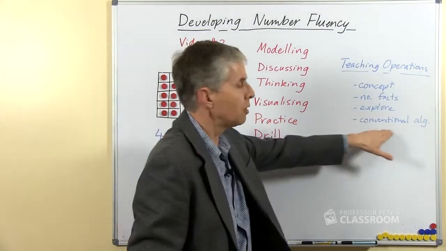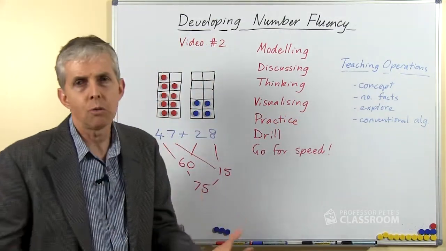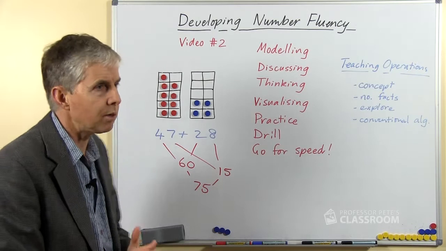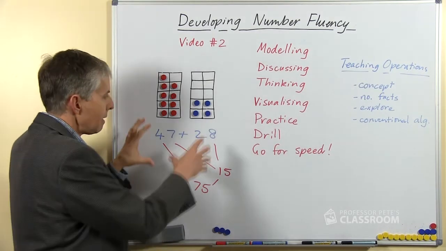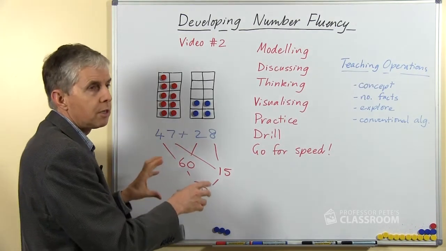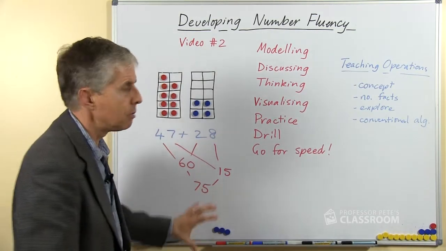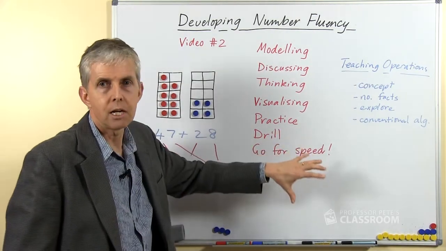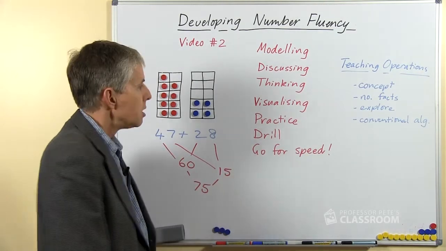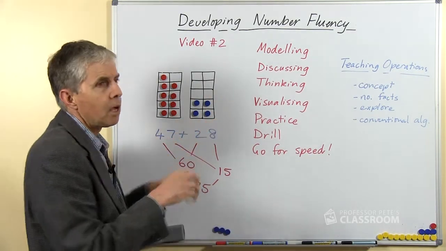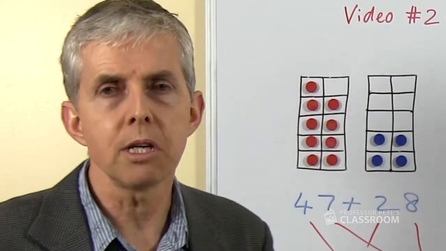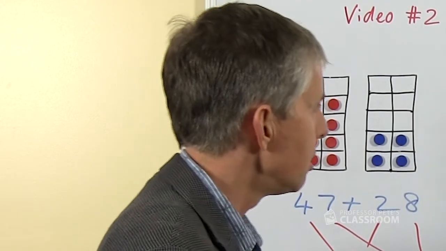And then of course you move on to the conventional algorithm, and I won't talk about that. That's really well known by all teachers. But at the fourth phase, the students will do that conventional algorithm, and of course they'll know their number facts from having done that before. So that's how this whole developing number fluency fits into a bigger picture of the maths curriculum and where we're going with the maths education that we give our students.